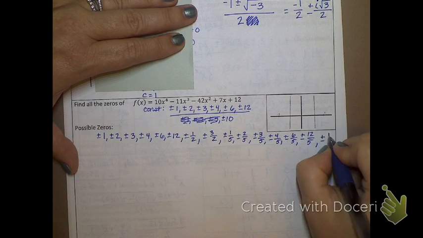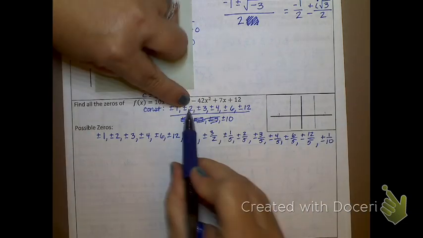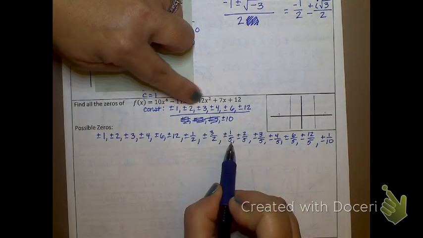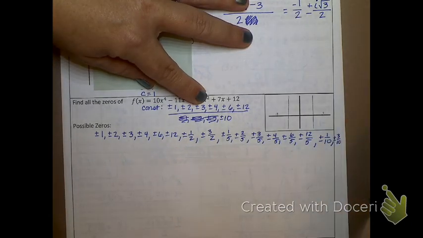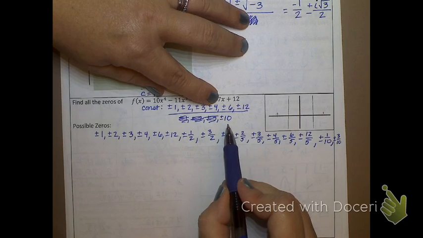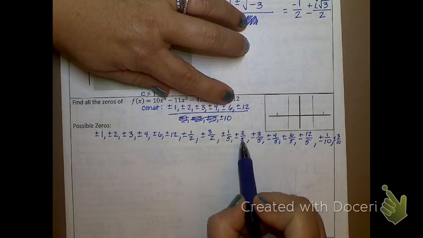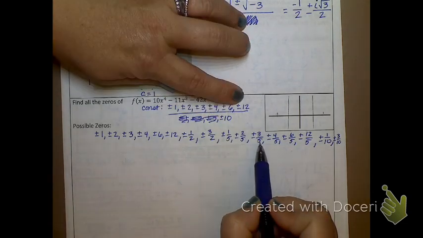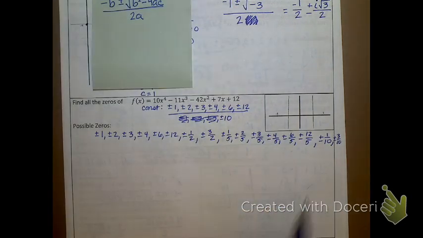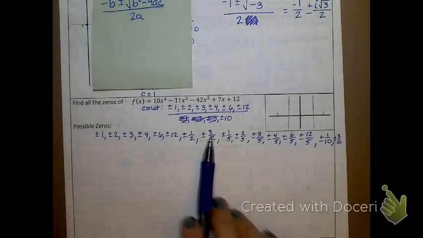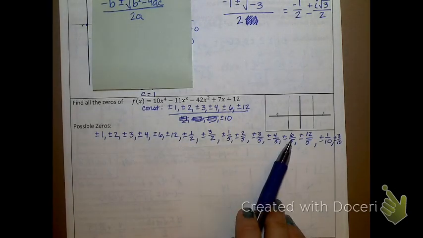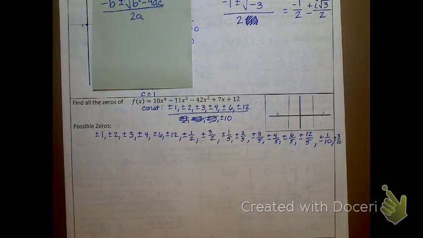1/10. 2/10 is 1/5, which is on my list. 3/10. Please tell me that's the last one. 4/10 is 2/5, which is on my list. 6/10 is 3/5, and 12/10 is 6/5. All right, that's the end of my list. How many numbers are there? A lot. 1, 2, 3, 4, 5, 6, 7, 8, 9, 10, 11, 12, 13, 14, 15, 16. Times 2 is 32 numbers on that list. Whew!